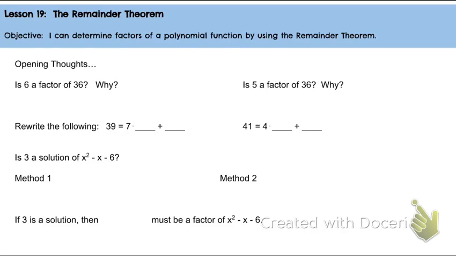Oops, I gotta turn my pen on. Okay, 7 times 5 is 35 with a remainder of 4. 41 is 4 times 10 with a remainder of 1.